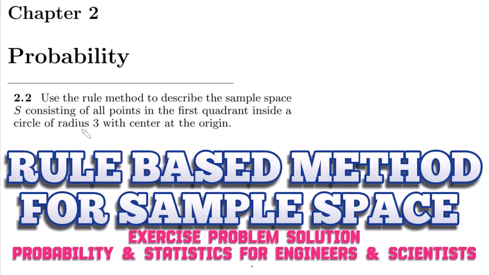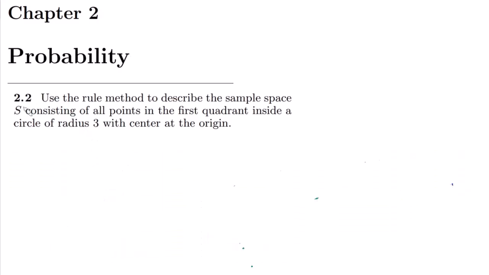Welcome back, guys. I hope all of you are fine. So this is question 2.2 of chapter number 2, which is related to probability. The statement of this question is: use the rule method to describe the sample space S consisting of all points in the first quadrant inside a circle of radius 3 with center at the origin.